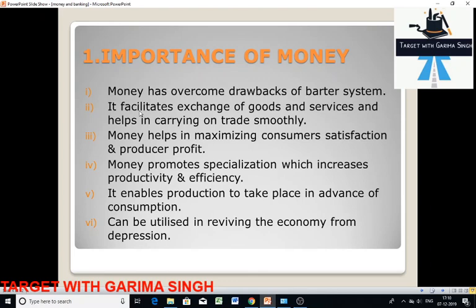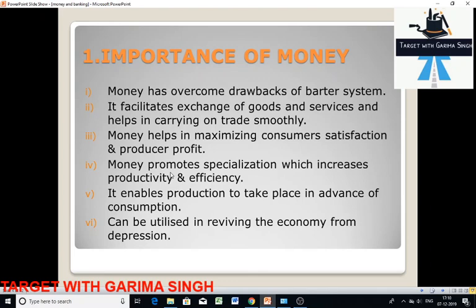Second, it facilitates exchange of goods and services and helps in carrying on trade smoothly. The present highly complicated economic system will not exist without money. Third, money helps in maximizing consumer satisfaction and producer profit. It helps to promote savings. Fourth, money promotes specialization. Fifth, it facilitates planning of both production and consumption.